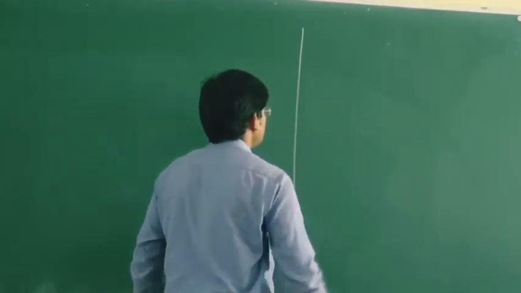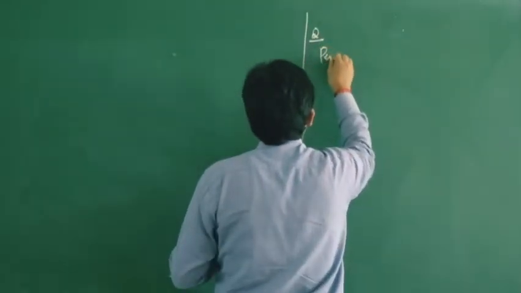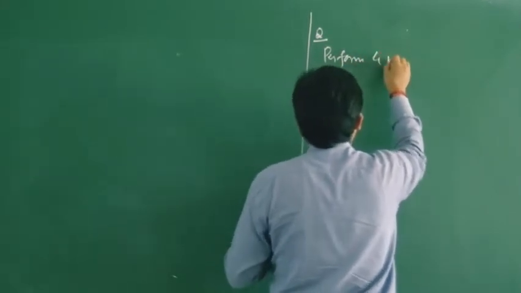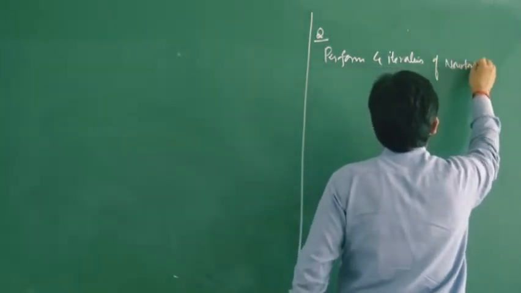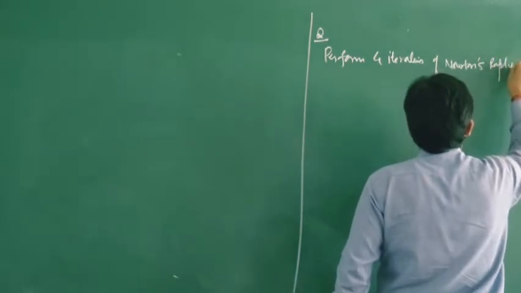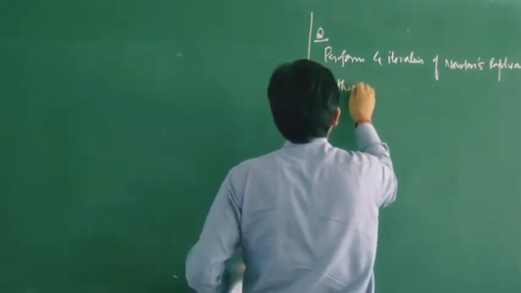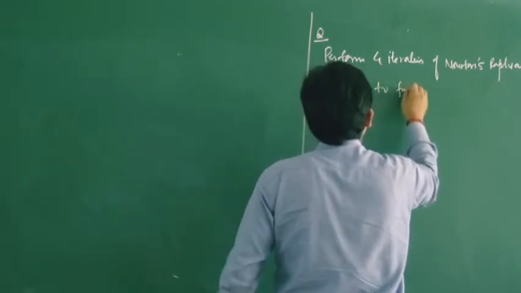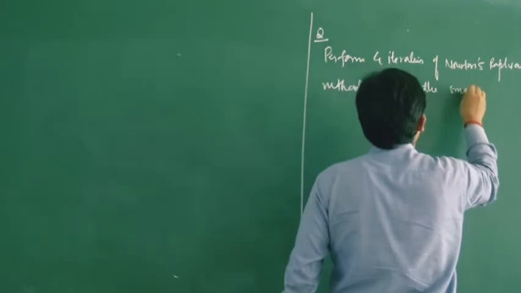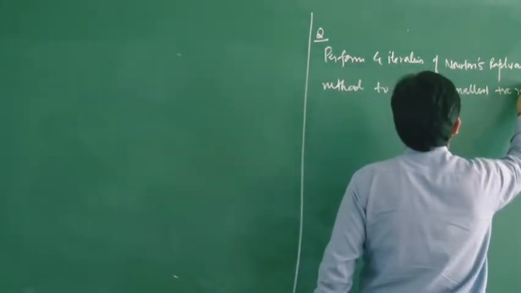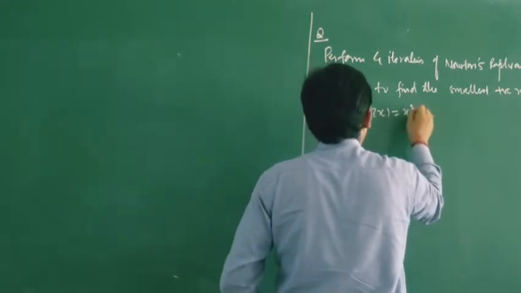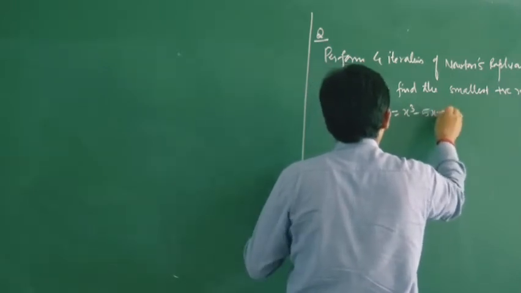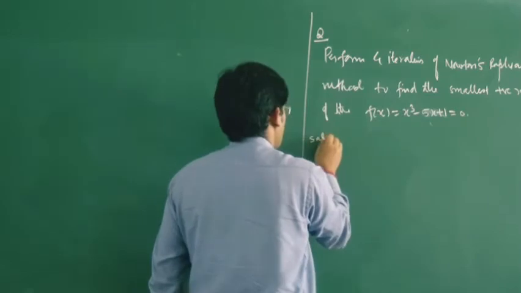So perform four iterations of Newton Raphson method to find the smallest positive root of the equation f(x) = x^3 - 5x + 1 = 0. So, solution.